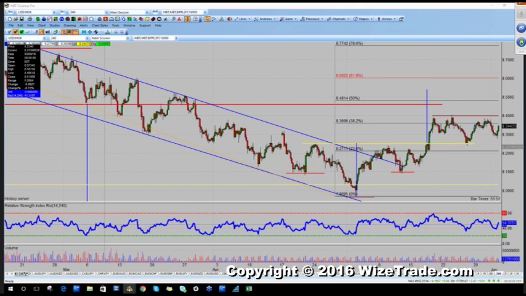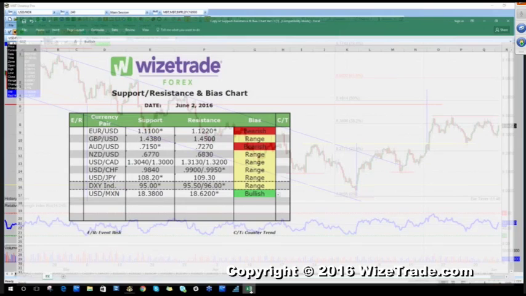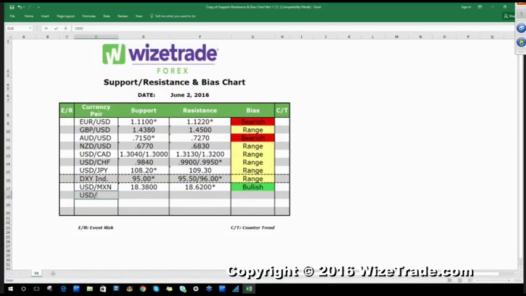So, matter of fact, I need to make an adjustment here. Where did my US dollar Norwegian krona orders go? Did I cancel them? I must have canceled them. All right, I'll have to reestablish those here in a second. 8.25 to 8.40. US dollar Norwegian krona, 8.25, 8.40.